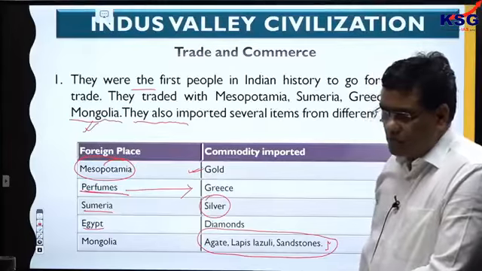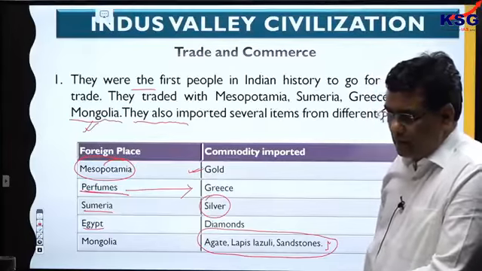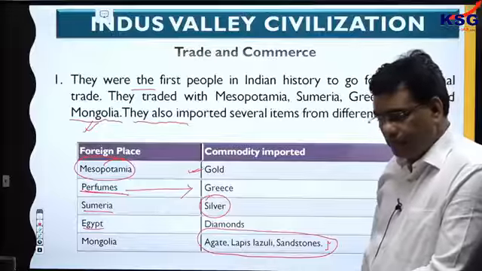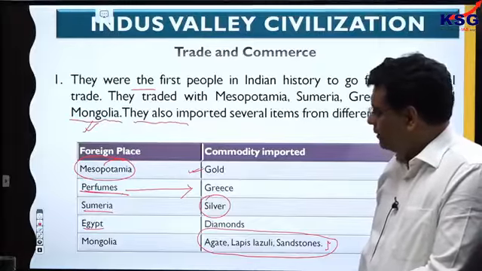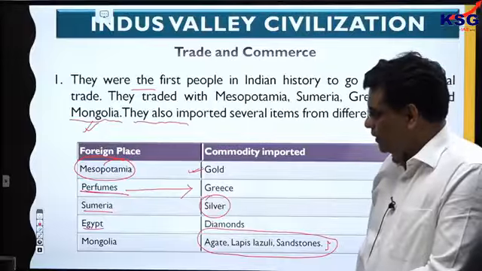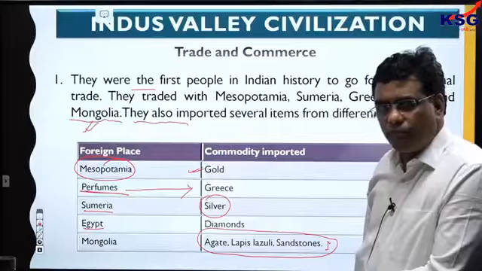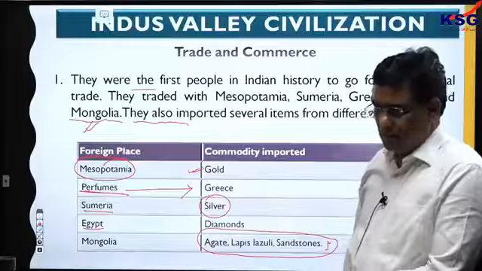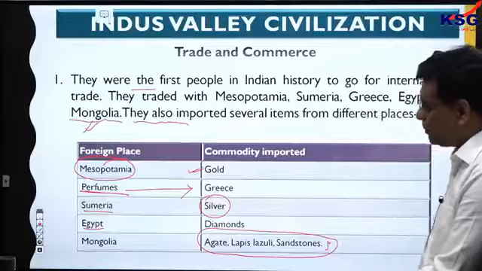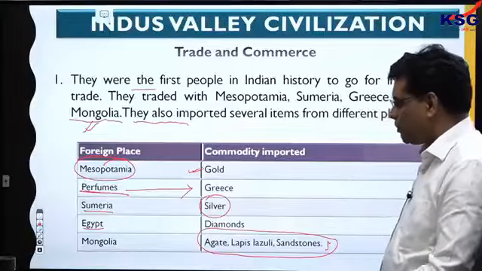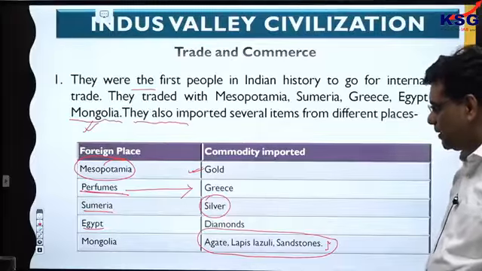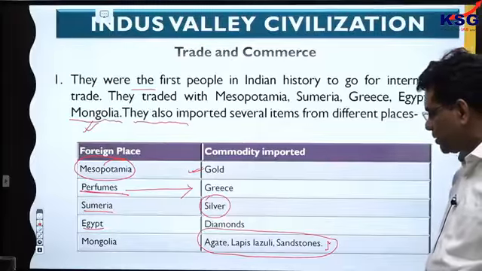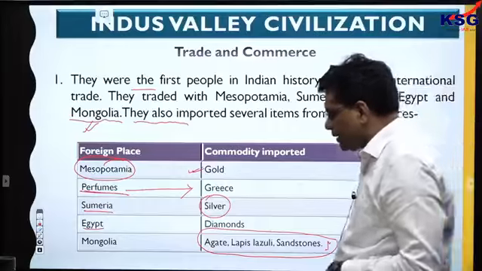This PPT is visible to you, as well as the photos. Keep on responding. I think we have taken a little time to connect, but I think we are very much connected, so that we can have an excellent finish. So: Mesopotamia, perfume; Sumeria, silver; Egypt, diamond; Mongolia, agate, lapis lazuli, sandstone. These are the things we have taken.